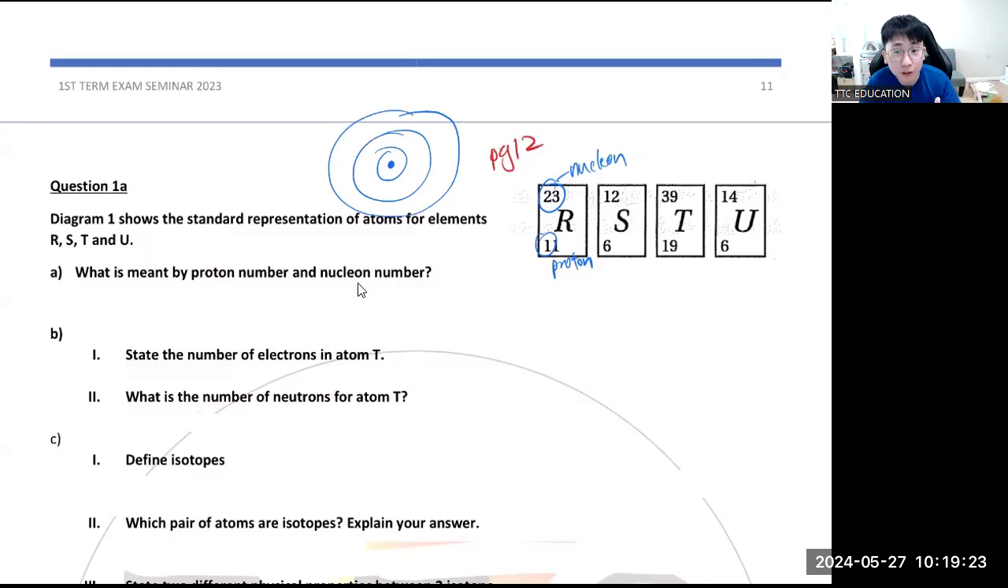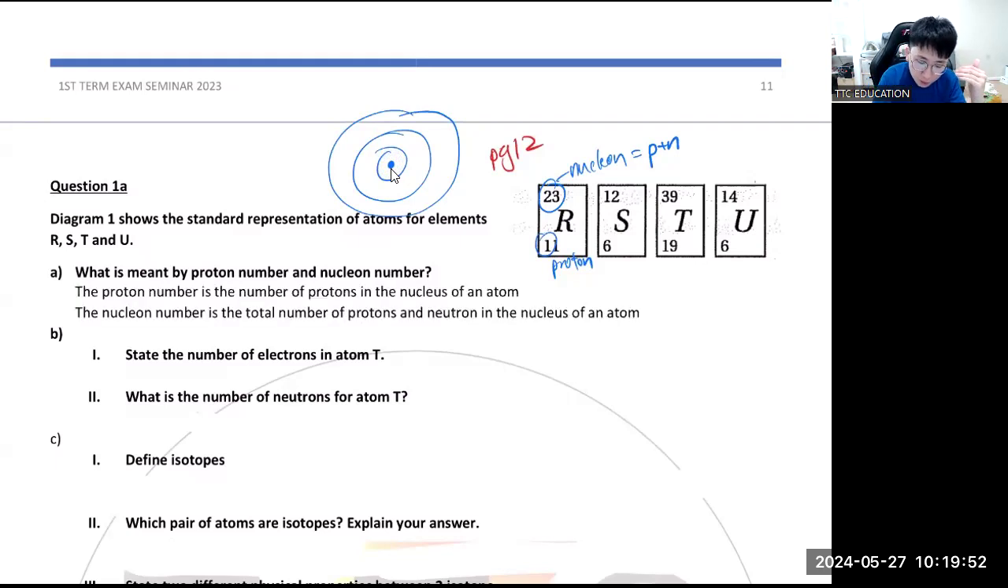Then same thing goes for nucleon. What is nucleon? Nucleon is technically proton plus neutron. So nucleon is the total number of particles in the nucleus. Where is the proton? In the nucleus. Where is the neutron? Also in the nucleus. So we say nucleon number is the total number of protons and neutrons in the nucleus of an atom. Definitely you must go in this way. Proton number is the number of protons in the nucleus of an atom, and nucleon number is the total number of protons and neutrons in the nucleus of an atom. The ones I highlight are the keywords.